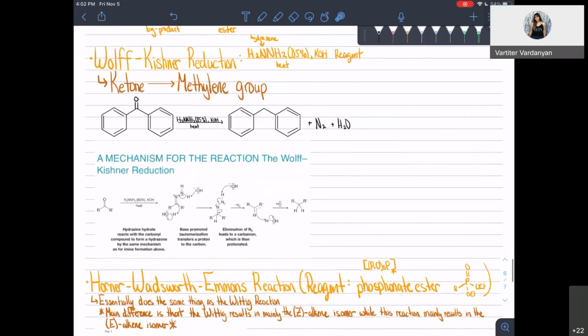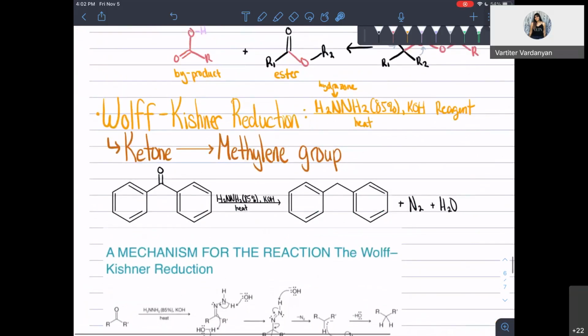Okay, so the Wolff-Kishner reduction. I did not have to learn this when I took Orgo 2, but now you guys are having to learn it, and I apologize. Essentially, this is all that happens. You're going to take a ketone, and you're going to get rid of the double bonded oxygen. That's it. Ketone, go bye-bye. And there's just a carbon left there.